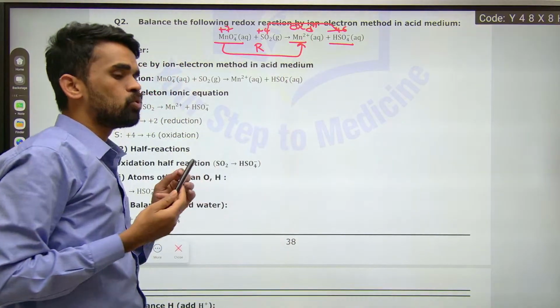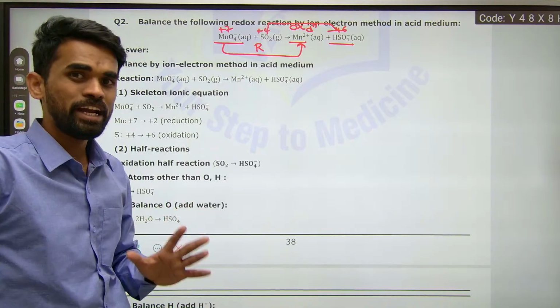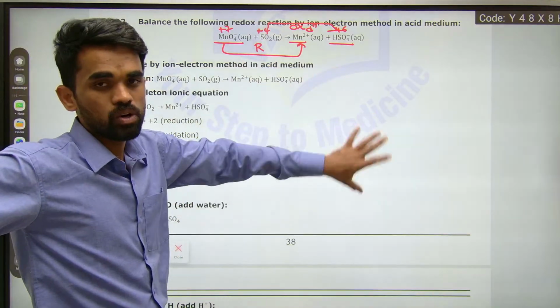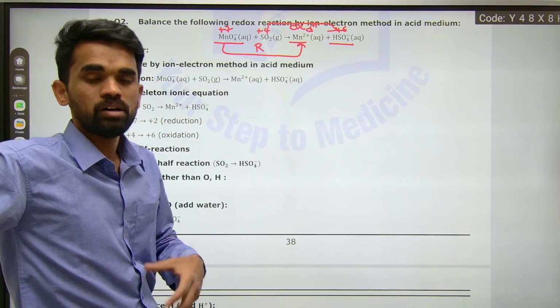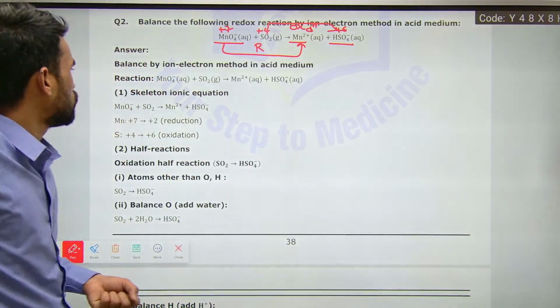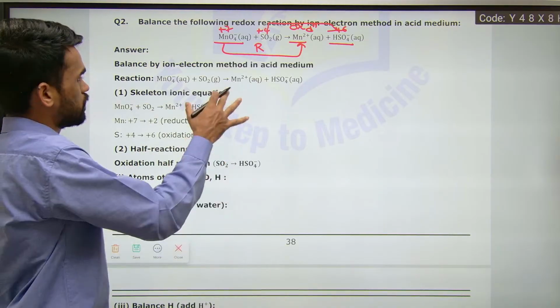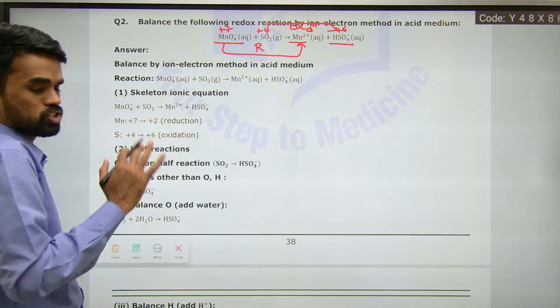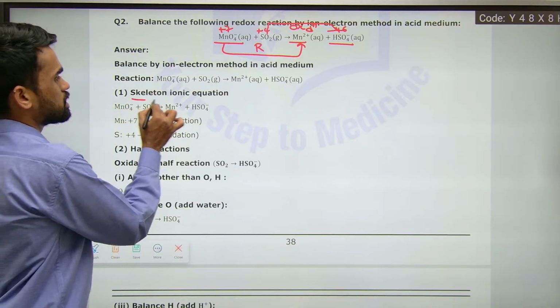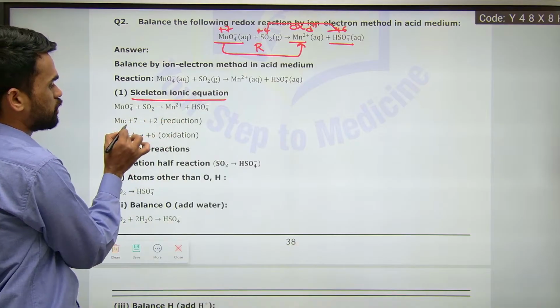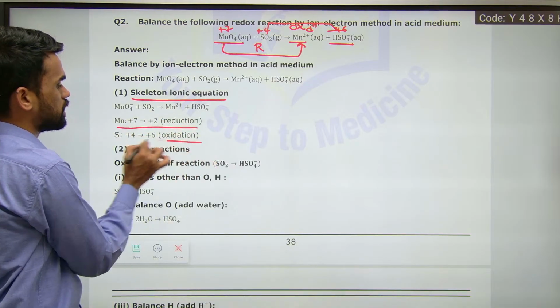In most cases, by default you consider the oxidation half first, then the reduction half. That will be the more appropriate consideration. Now look here. You can take it both ways, but write oxidation half, next reduction half. So we have written the skeletal ionic equation. The next step is identifying the species undergoing oxidation and reduction.